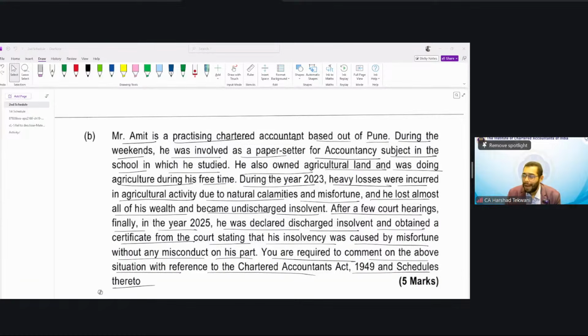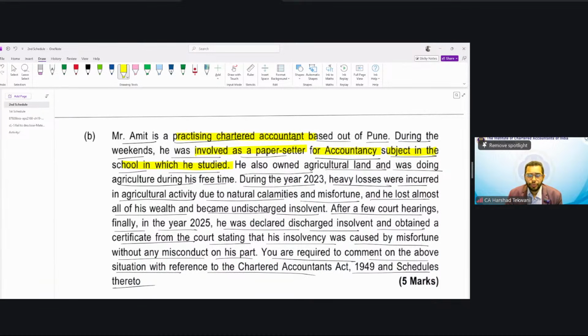So the first part, I would say, would be easy, that we have already discussed: he was involved as a paper setter for accountancy subject in the school in which he studied. He's a practicing chartered accountant. So he was involved as a paper setter. Now tell me one thing, paper setter: general permission or specific permission? Under regulation 190 and the annexure thereto, is general permission allowed or does he need to obtain specific permission? Quickly.